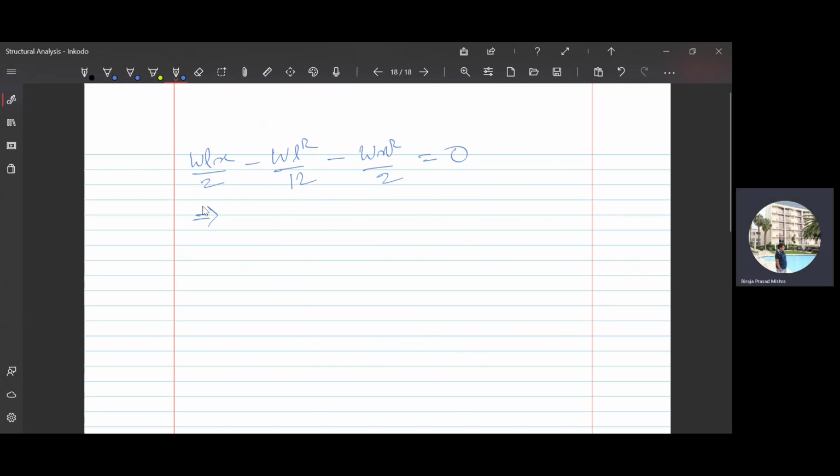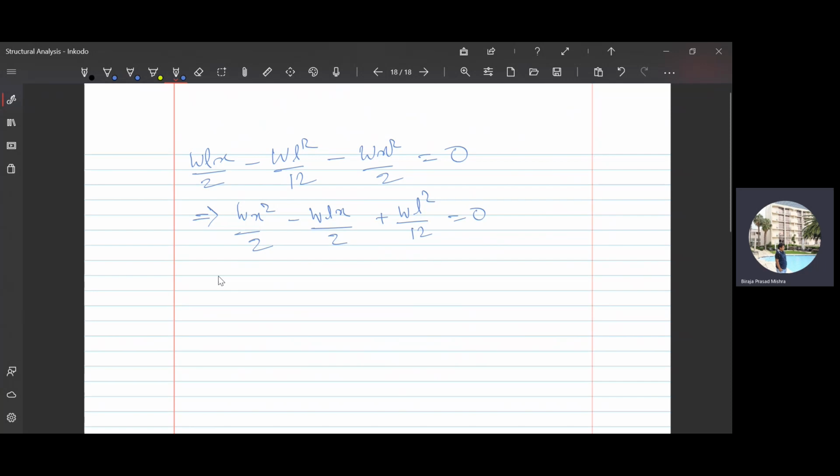Can I write this above expression as wx square by 2, then minus wlx by 2, then plus wl square by 12? Is it correct? I just made this one plus, this one plus, and wlx by 2 I will just put a minus sign.